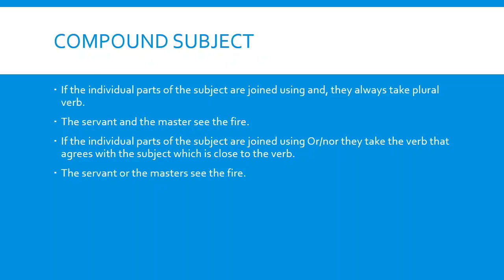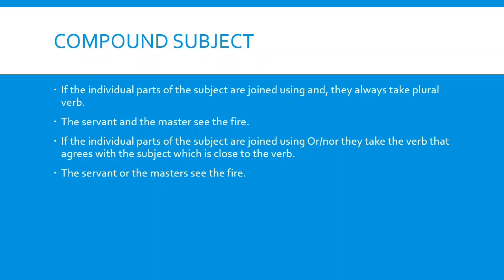Like you can see in this sentence, the servant and the master, both subjects are singular, but since they are joined using and, we'll take a plural verb because and makes an addition.